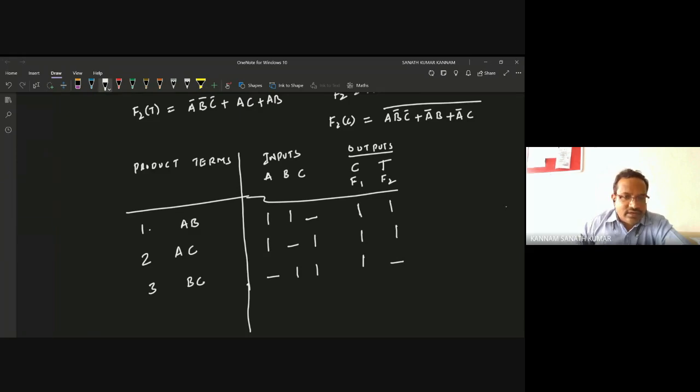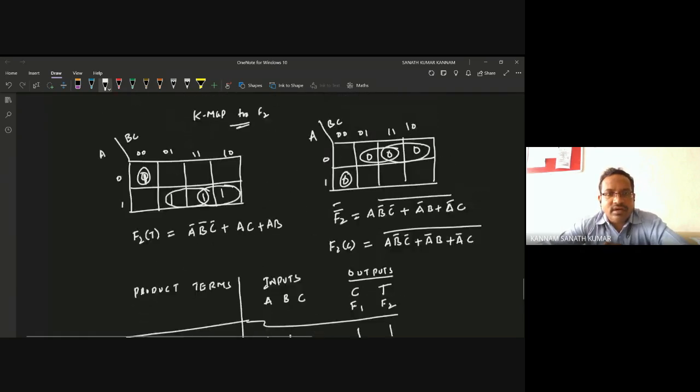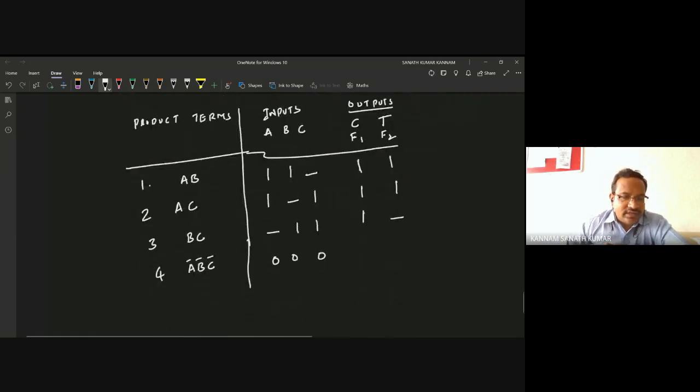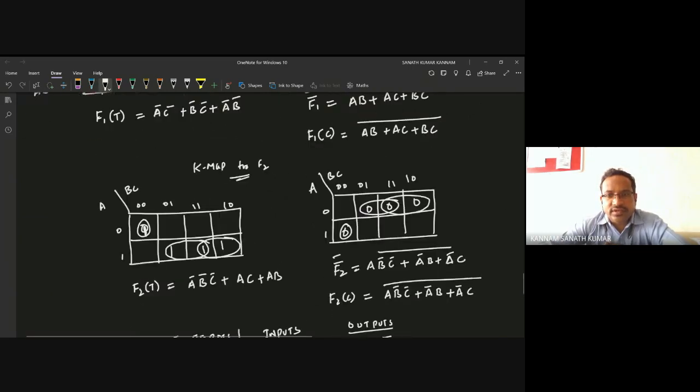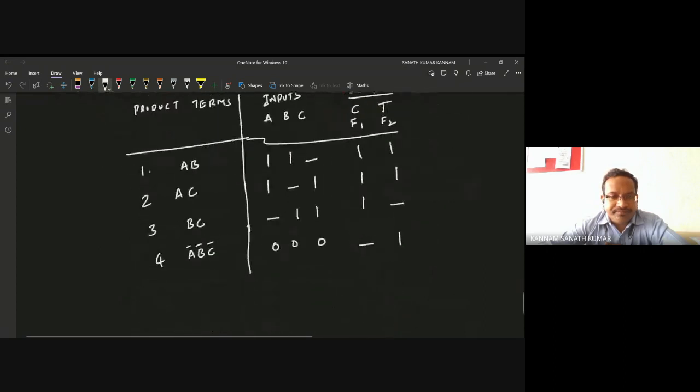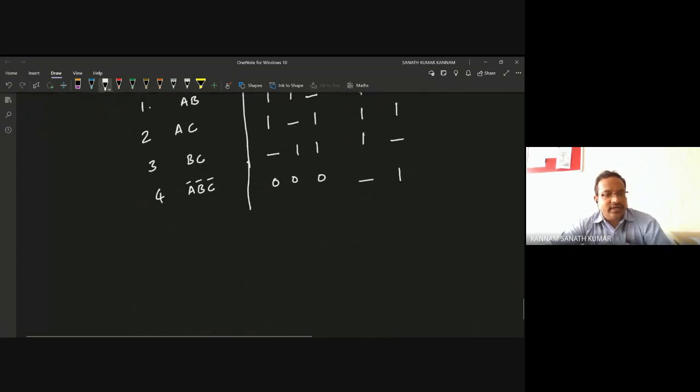Okay. And fourth one, A bar, B bar, C bar. Okay. So 0 0 0. If you see A bar, B bar, C bar, this is there in the true form of F2 and it is not there in the complemented form of F1. Okay. That term is not there. So you got the table.